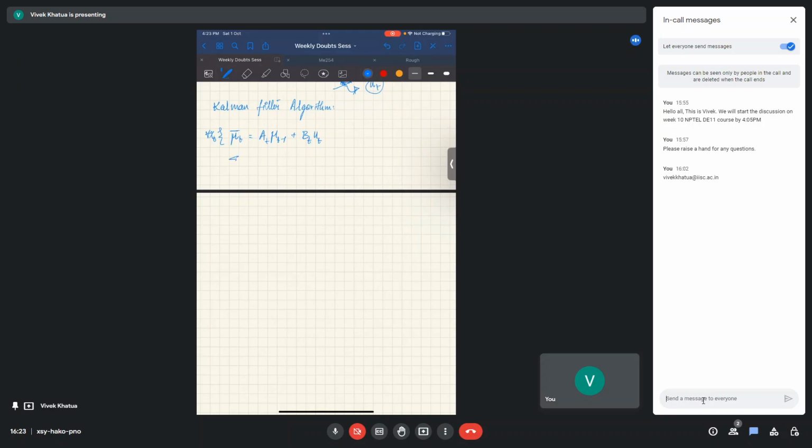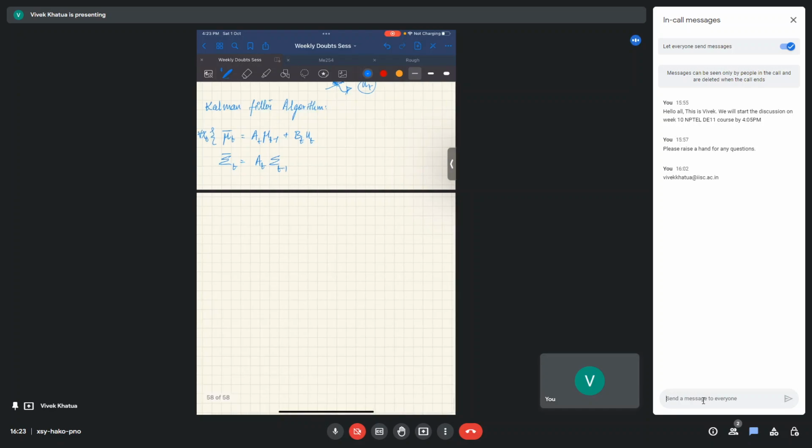From that we get to a belief prediction. That is nothing but sigma bar t is equal to At sigma t minus 1, the previous, which is again an estimation, like this one was an estimation, this is also an estimation, At transpose, plus the stochasticity or the variance.